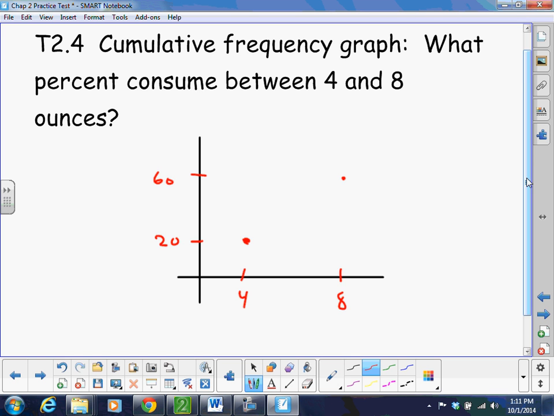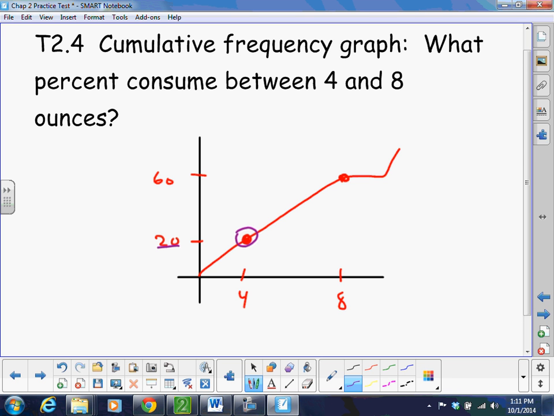And again, there's some other stuff going on. It was like this, and there was a different jump. I know it's not linear throughout, but again, just to get the key points we need. Okay, so what those numbers mean. This point right here tells us that 20% of all people consume 4 ounces or less.